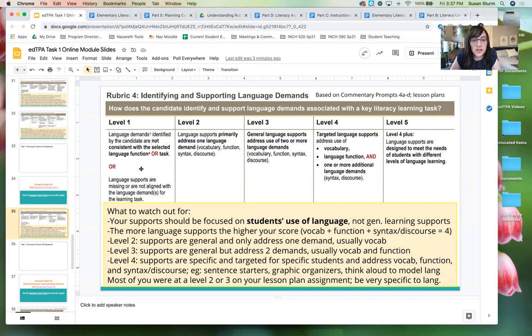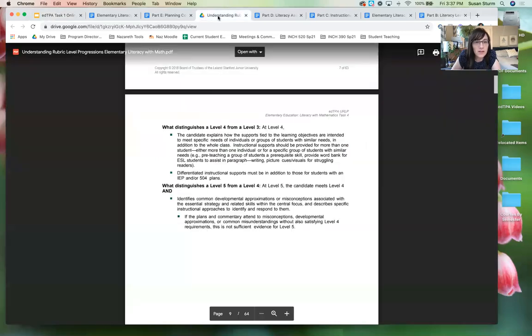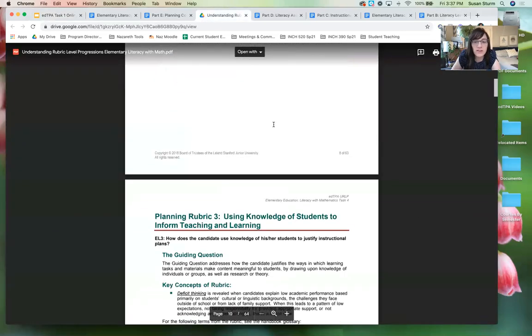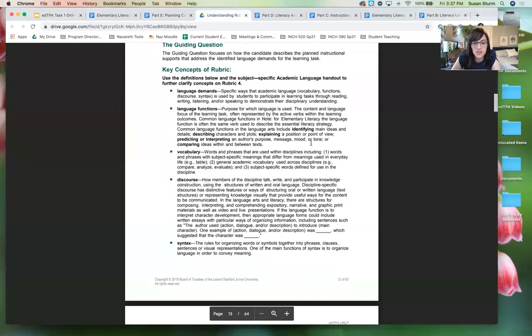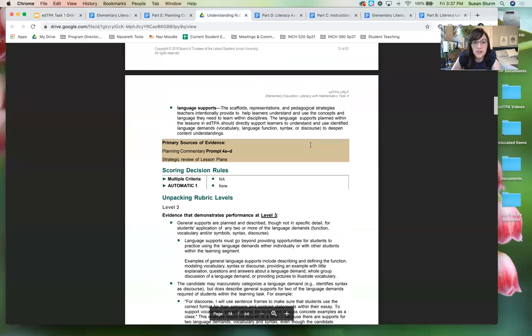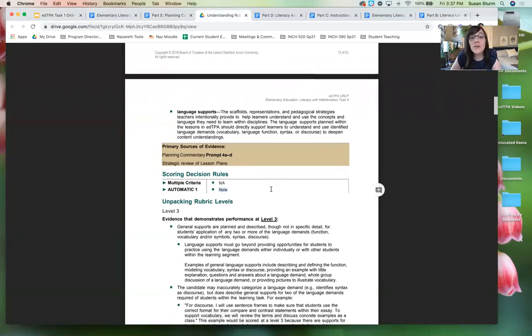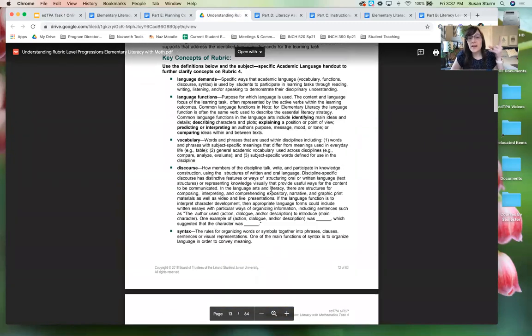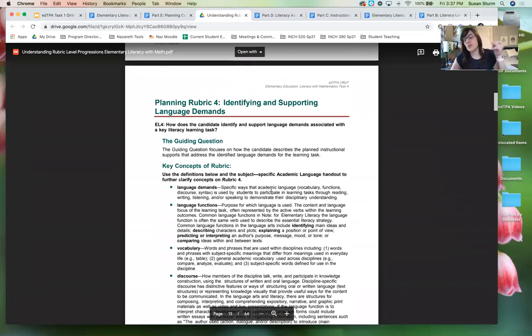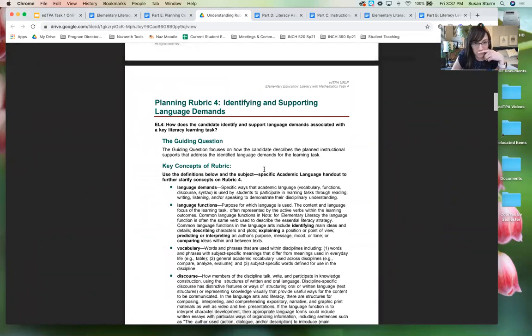So this one has an automatic 1 to it. Wait, I think I got to check. Even though I've been doing this and I can talk about it in my sleep, I always have to check and make sure. There is no automatic 1. Just kidding.